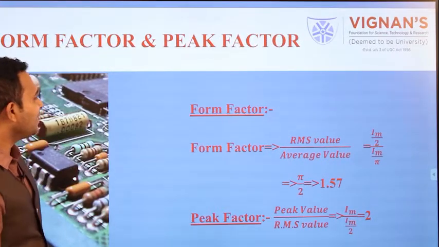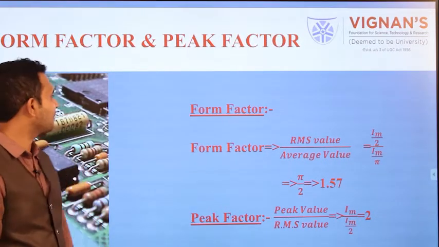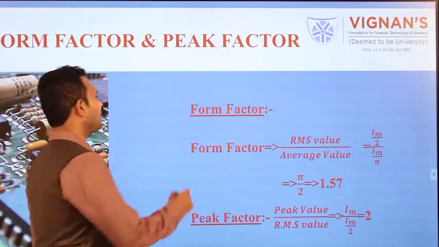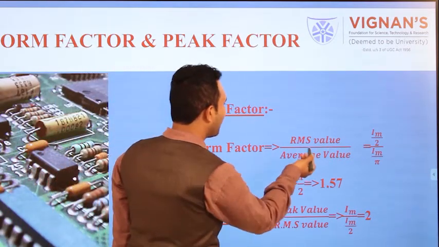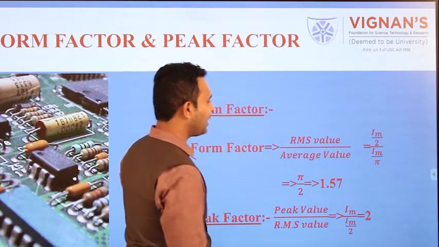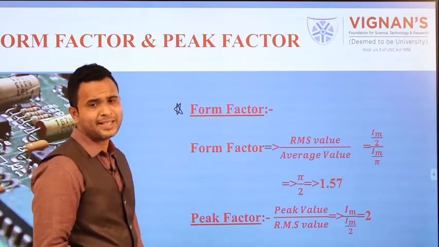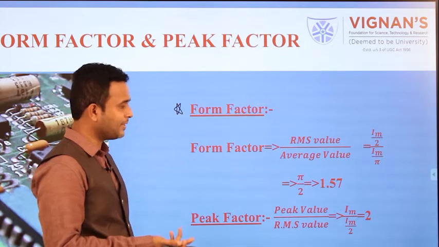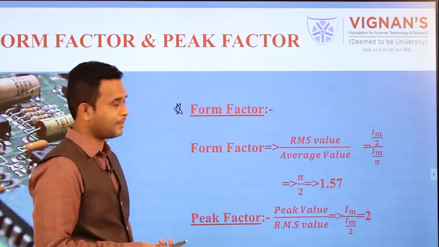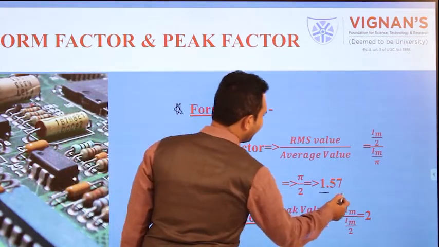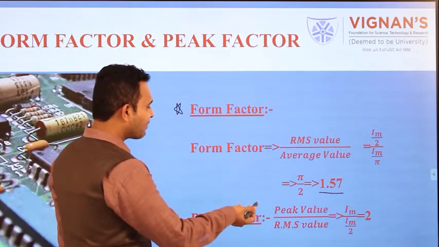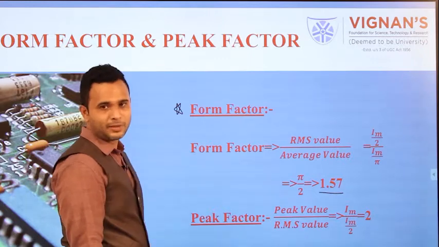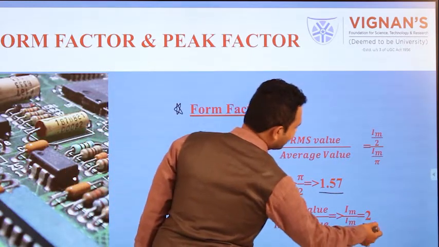Coming to two other simple definitions, those are the form factor and peak factor. The form factor is equal to the RMS value by the average value. This is not that important; simply we are calculating it mathematically. That value is 1.57. The peak factor we also calculate as the peak value divided by the RMS value, and substituting, we get 2.